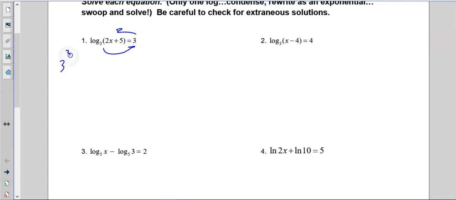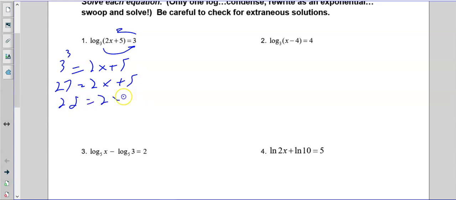So we're going to write 3 to the third power equals 2x plus 5. This is 27. Subtract 5. And then divide by 2. X equals 11. We plug that back in. 22 plus 5 is 27. 3 to the third is 27. It checks out. All right?